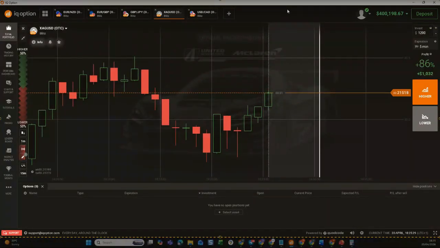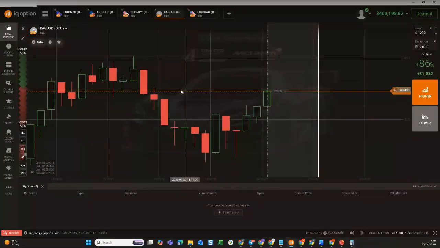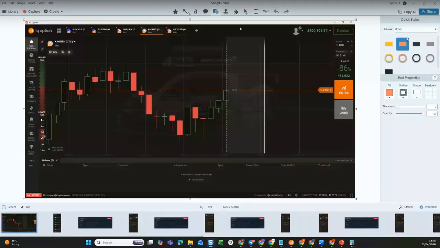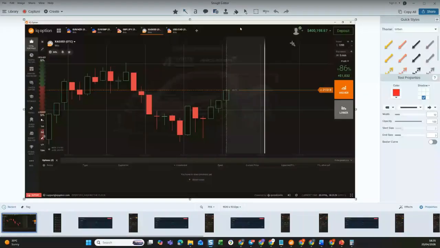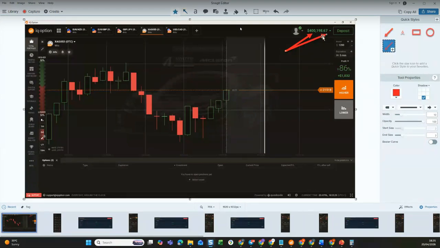400,000, 500,000 is the next goal. 500,000 is the next goal for the 21st. Then withdraw the 500,000.